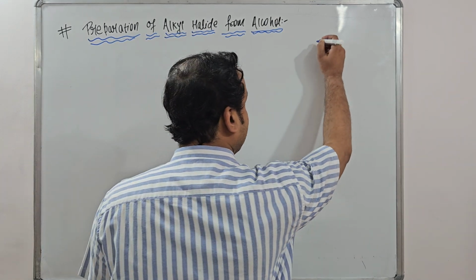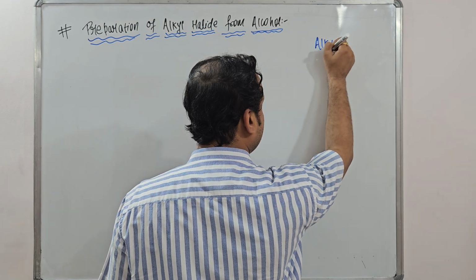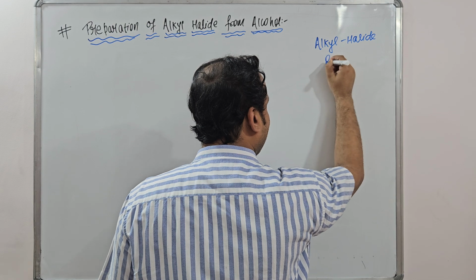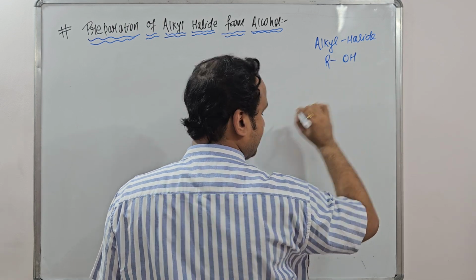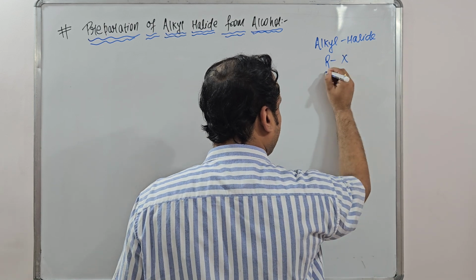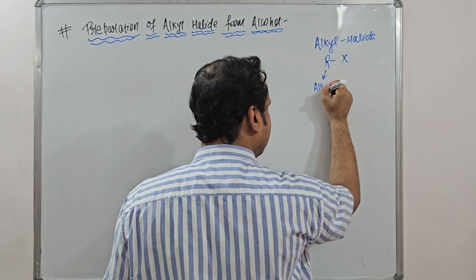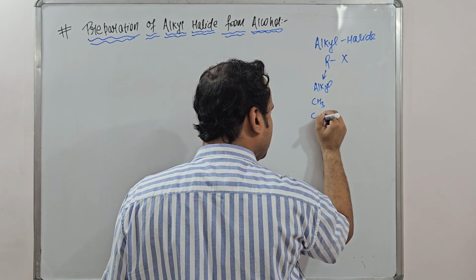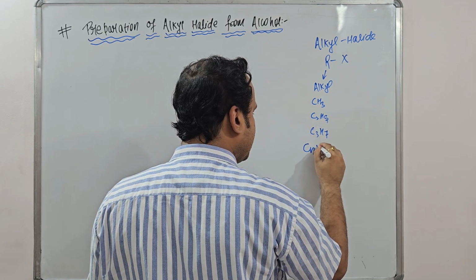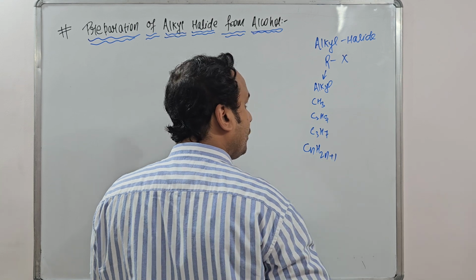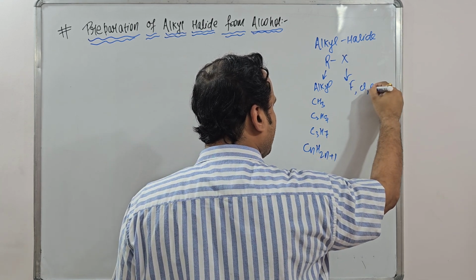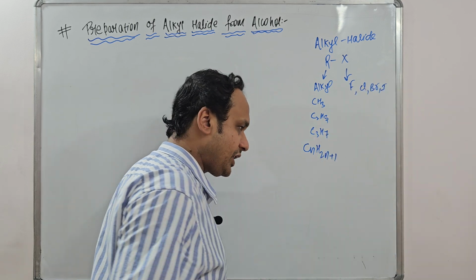Everyone knows that alkyl halide is something RX. R over here is alkyl, that should be CH3, C2H5, C3H7, and their general formula is CnH2n plus 1. Halide over here is fluorine, chlorine, bromine and iodine.